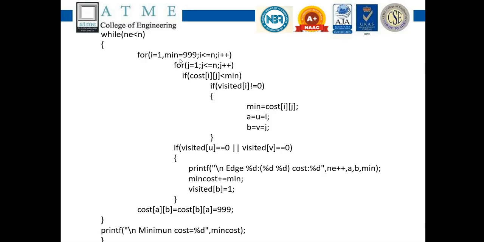What is the number of nodes? 6. NE is less than N, so it will enter here. We will start with I index as 1. The 0th index has already been visited, so we will start with 1.